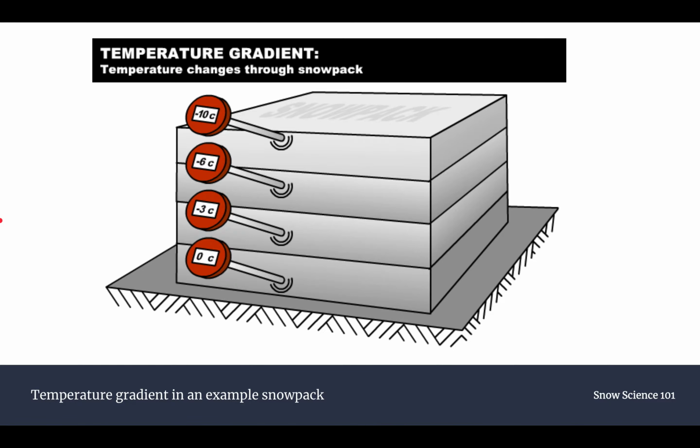This is not an objective measurement. It's not always negative 10 degrees at the top of the snowpack. This is just dependent pretty much on the air temperature, and wind chill can also affect this number. And you can see throughout the snowpack we have varying levels of temperature that are not necessarily proportional, but somewhat follow with the depth of the snowpack. So at the bottom we have the warmest, and at the top we have the coldest.